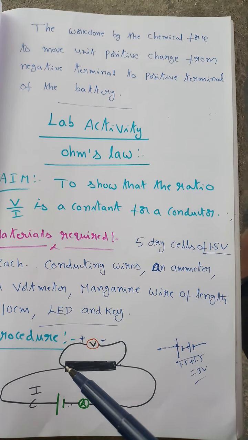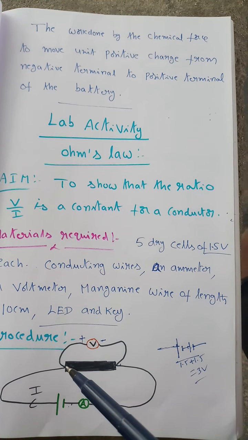Now in the circuit, connect two cells in a series combination, measure the potential difference from the voltmeter and electric current from the ammeter, and note those values here. Next, three cells in series in the circuit: measure the potential difference in the voltmeter and the electric current in the ammeter and note the values here. Next, four cells in series: measure the potential difference across the manganese wire and the electric current flowing through it, and note the values here.